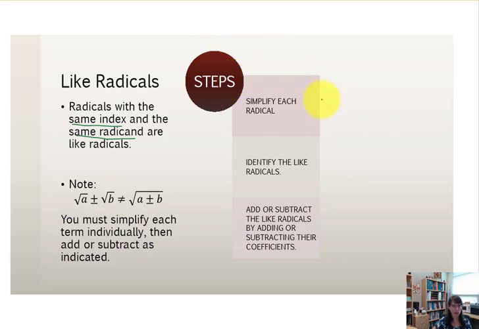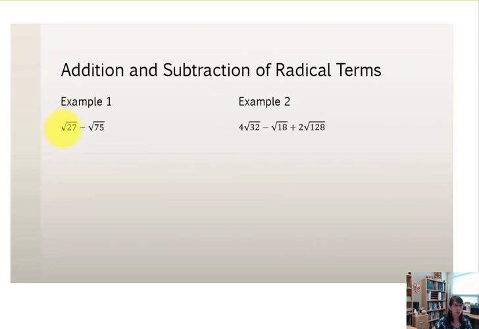So the steps we're going to follow today are to simplify each radical, identify like radicals. Finally, we can add or subtract the like radicals by adding or subtracting their coefficients or any variables that happen to clear the radical sign. For our first example today, we have the square root of 27 minus the square root of 75. So it's important that we work with each of these radical terms separately, and then we'll see if we indeed can subtract them. So we'll work with the square root of 27 first.